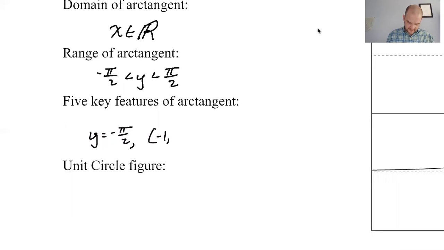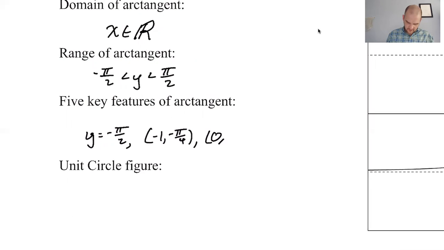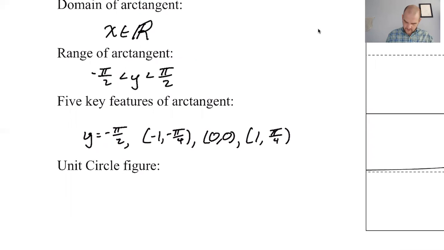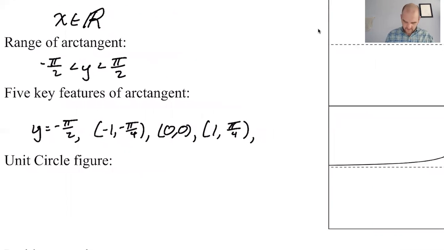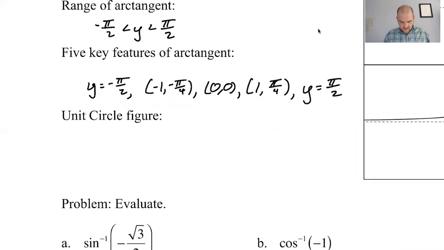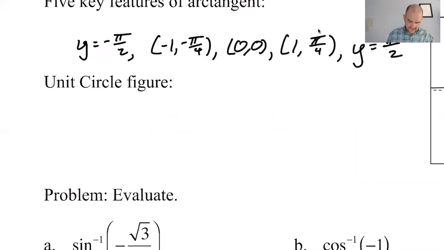The inverse tangent of negative 1 will be negative pi over 4. The inverse tangent of 0 will be 0. The inverse tangent of 1 will be pi over 4. And then x equals pi over 2 becomes y equals pi over 2. So again, 5 key features, unit circle figure. This, I think, is the most useful.